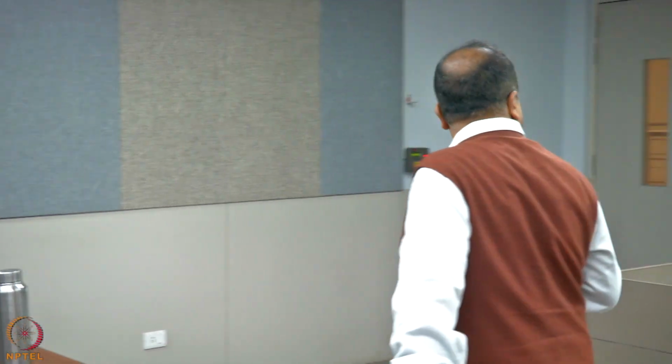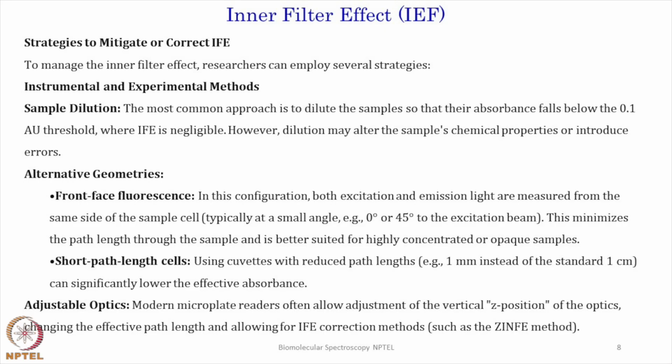So, that is why the companies make different sizes of cuvette, thicker, thinner, whatever. Because of the inner filter effect, if your concentration is high, you can afford to dilute it or reduce the path length, so that it effectively gives you the signal. And you can readjust the optics; you cannot have a fixed one if it is not coming. As I said, you can have 0 degree or 45 degree emission.